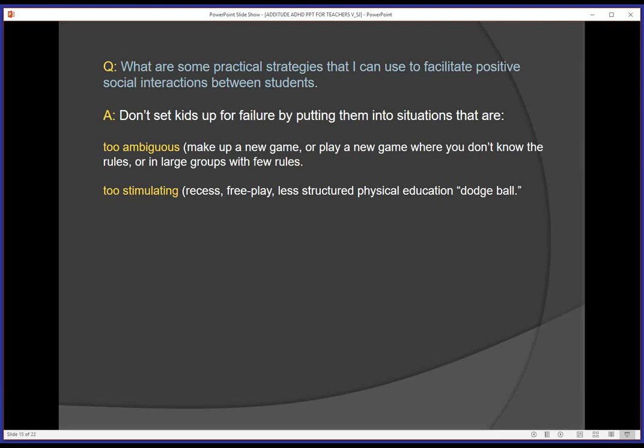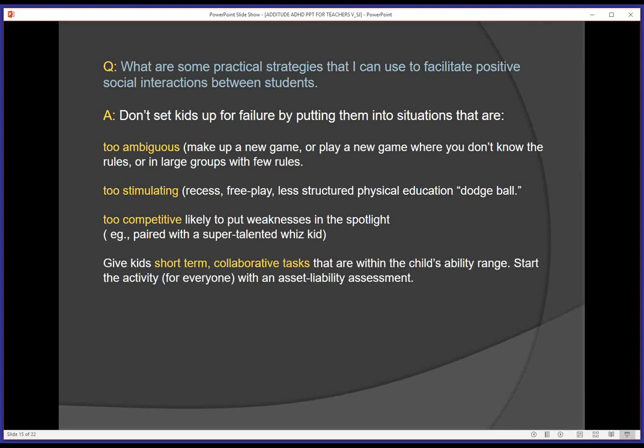Physical education games that are less structured, like dodgeball, are a miserable situation for a lot of these kids to be in. Don't put them in situations that are too competitive unless you know that they can compete. If you ask kids to do things that are likely to put their weaknesses in the spotlight, like being paired with a super talented kid, these are kids who are likely to shut down. Give kids short-term collaborative tasks that are within their ability range.